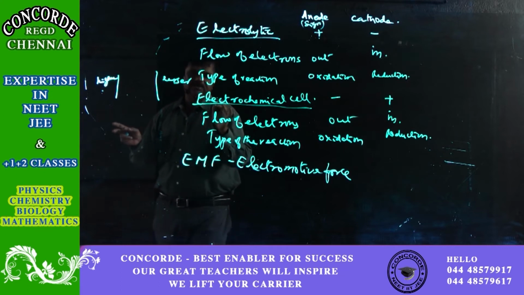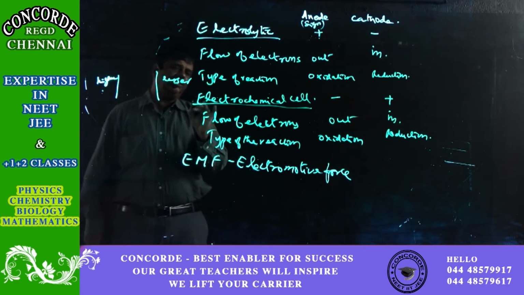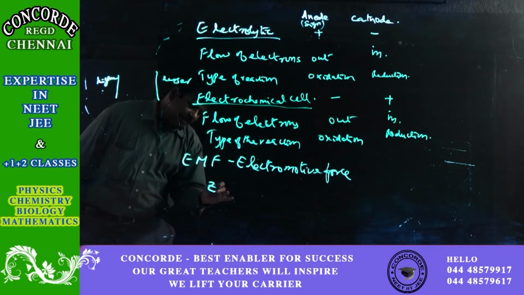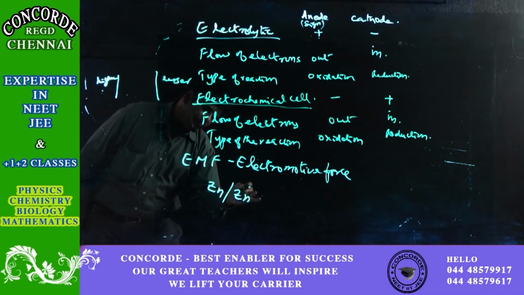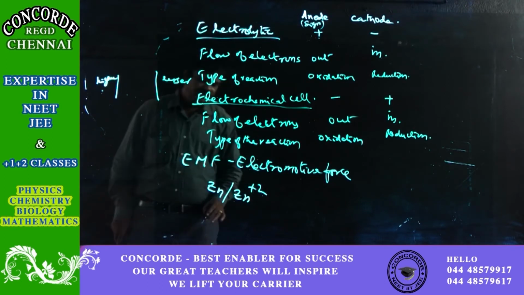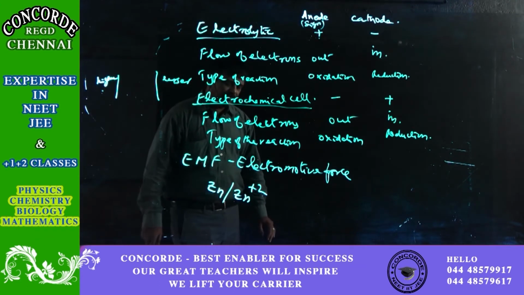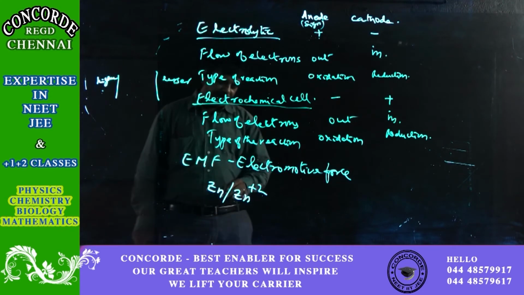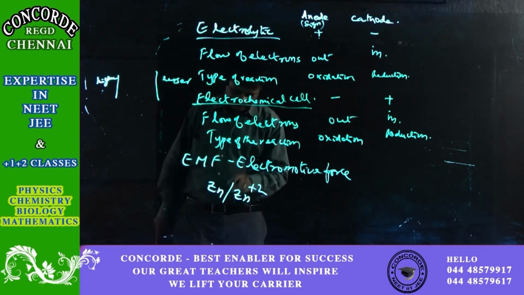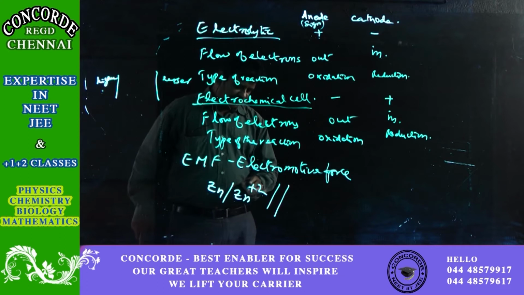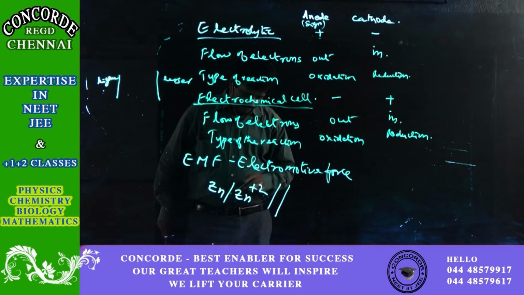Then we have to see the standard cell representation of an electrochemical cell. Wherever the oxidation reaction happens, which we have now seen, Zn is getting converted to Zn2 plus. This is happening in the anode compartment. The element and the ion it is converted to are separated by a slanting mark. After that, electrons come out and go to the other compartment.